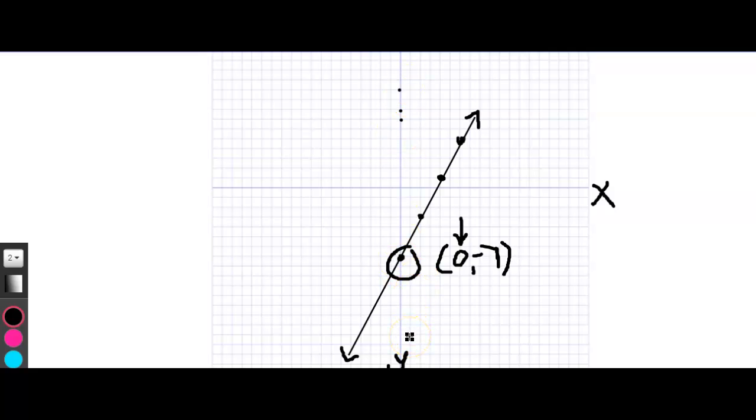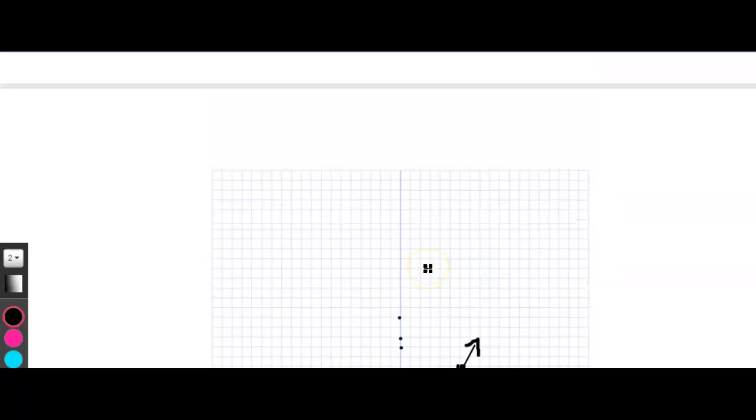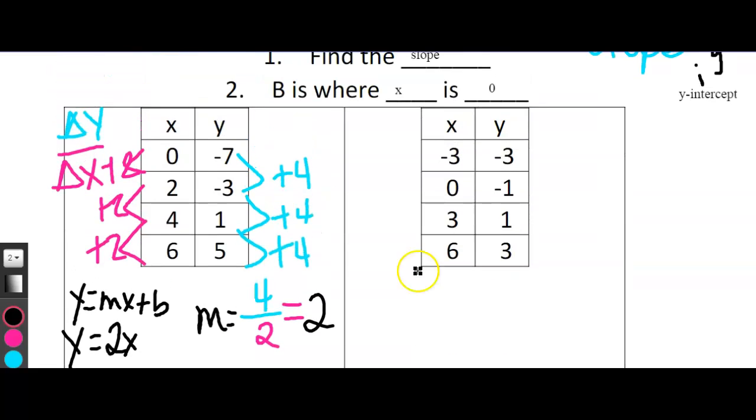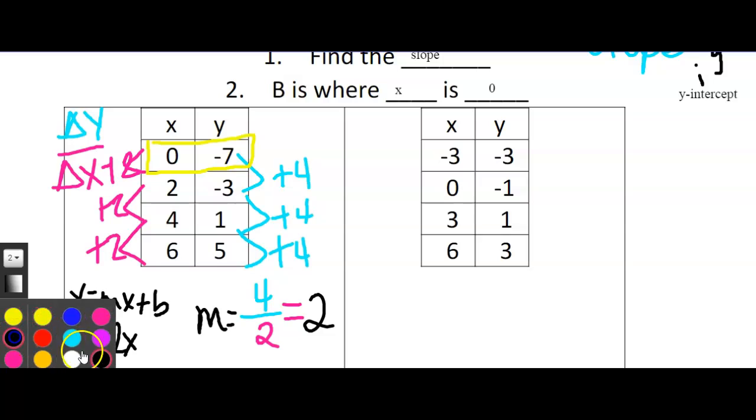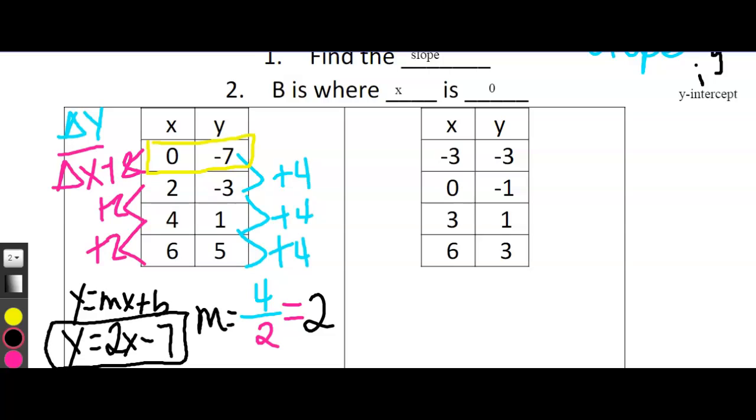So when you are looking for the y-intercept, it is always where your first number is 0. And that's your x value, where x is 0. So if I go back up to my graph, I can see x is 0 right here, which means my y-intercept is -7. It crosses the graph at -7. So I'm going to write -7, and that would be my full equation.